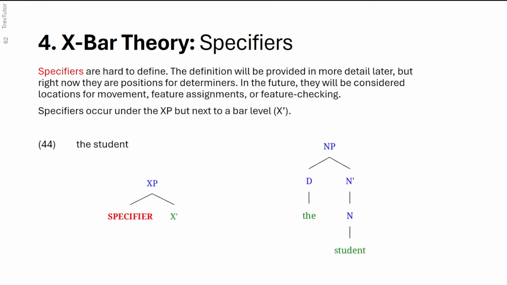However, specifiers really are going to be used for movement and for checking features and for assigning features to things. And we'll get to what that means a little bit later. But for now, think of specifiers as specific spots for determiners. And then we'll revise it very, very quickly. So in the case of the student, student is a noun. It builds into a noun bar, and then the determiner is going to be in a specifier position, which specifically is going to be under the phrase and beside the bar. So this is like the last thing that's going to connect to form the complete phrase, in this case, a noun phrase.